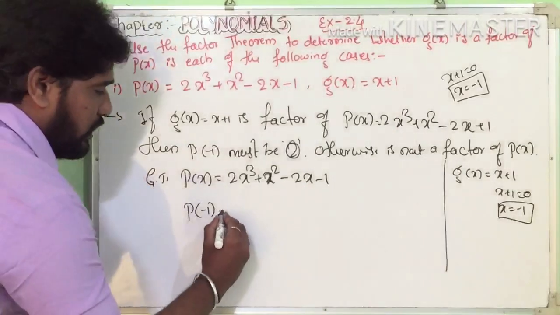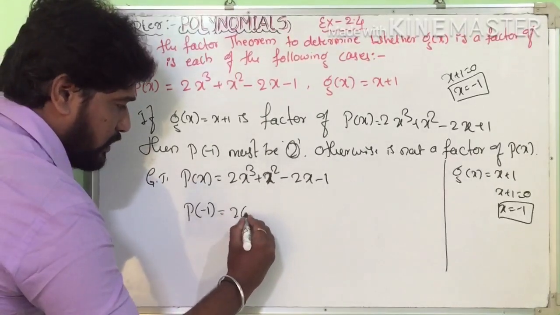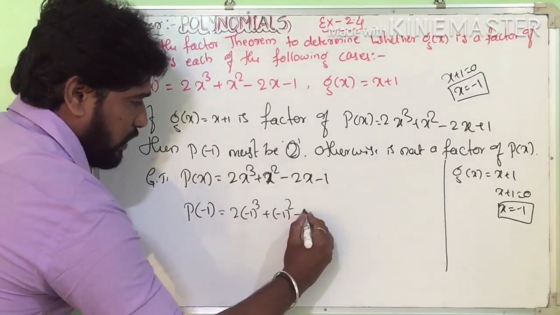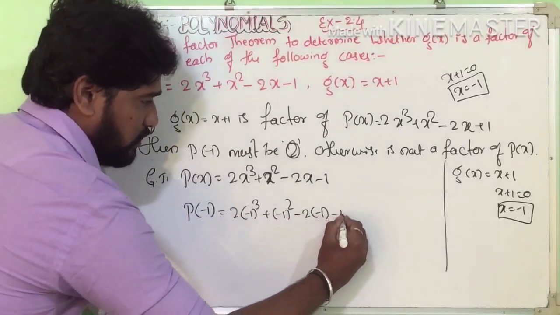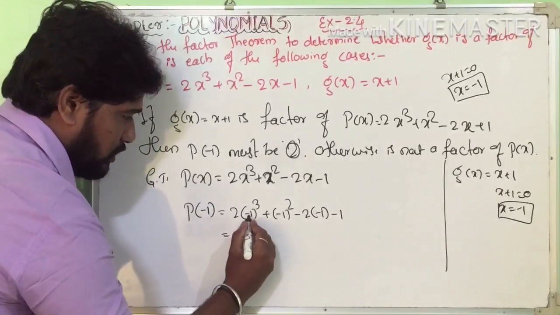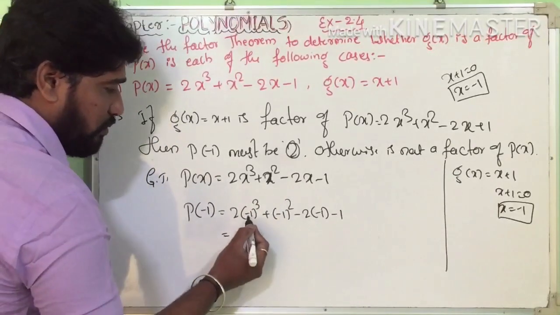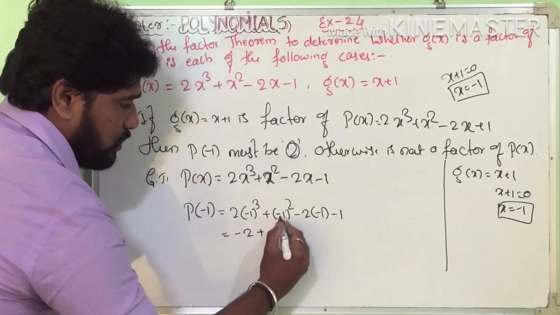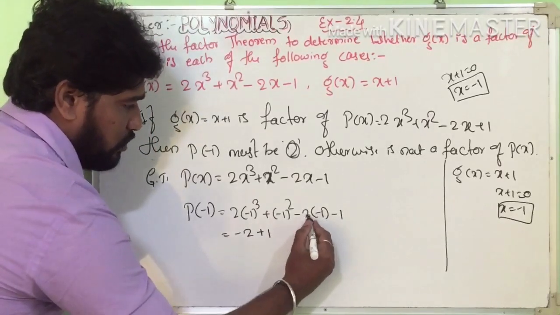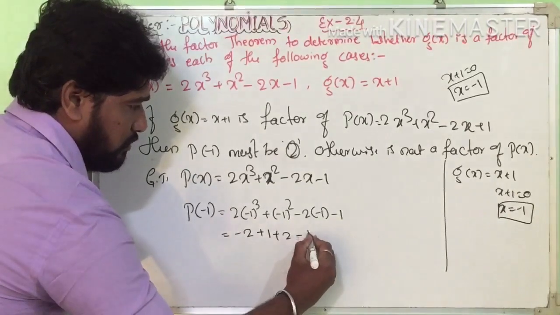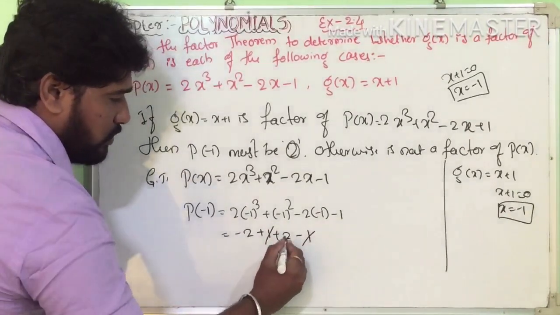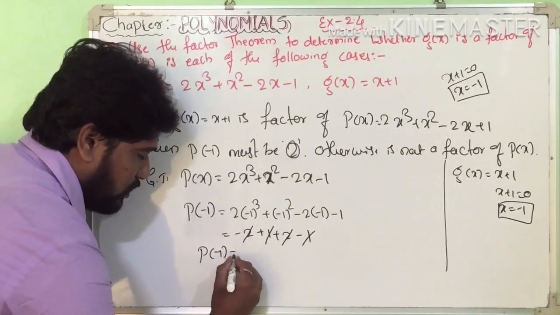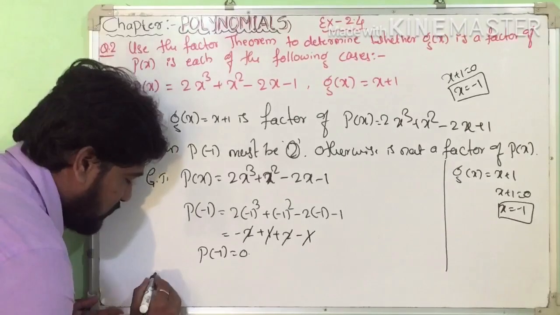Right? So here x is replaced by minus 1: minus 1 cube minus 1 square minus 2 times minus 1, as it is. So here minus 1 cube is minus 1. Minus 1 into 2 is minus 2. And minus 1 square is plus 1. And minus into minus plus 2. And minus 1 as it is. Minus 1 plus 1 cancel, plus 2 minus 2 cancel. So p of minus 1 is equal to 0.